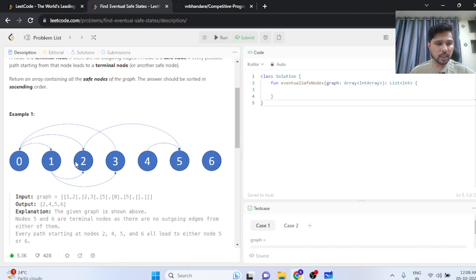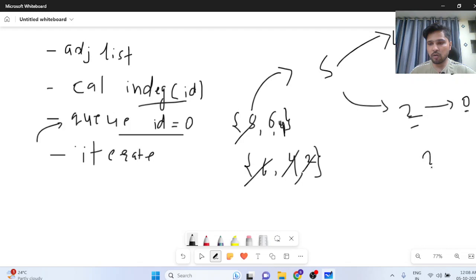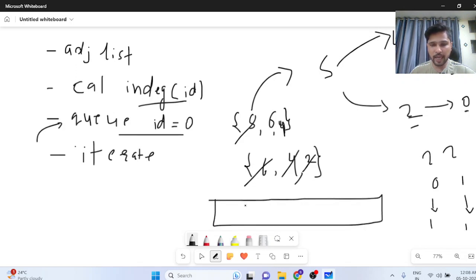Similarly for 2, when we go to this one 0, and again from 1, both of them contain the in degree as 2, for 1 as well as 0. So even if you reduce it by 1, it becomes 1, and for this also it becomes 1. So finally if you look at the in degree array, you will get something like this. So starting from 0, 1, 2, 3, 4, 5 and 6.